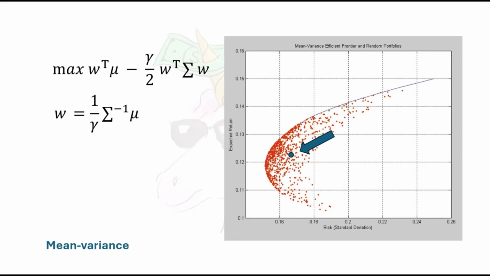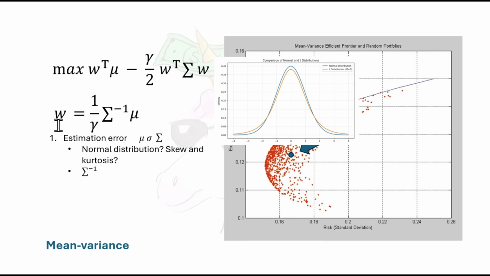Now it seems like we have already solved our problem. We just need to maximize this utility function and then solve this formula for W, and then we're kind of done. But is that it? Is it that simple? Well, when it comes to the mean variance method, there are certain limitations we need to be careful with. The first limitation is estimation error.